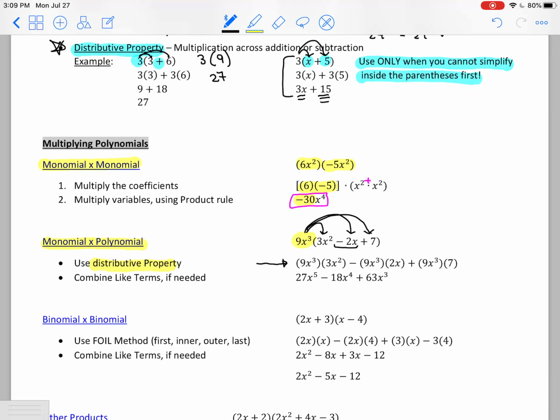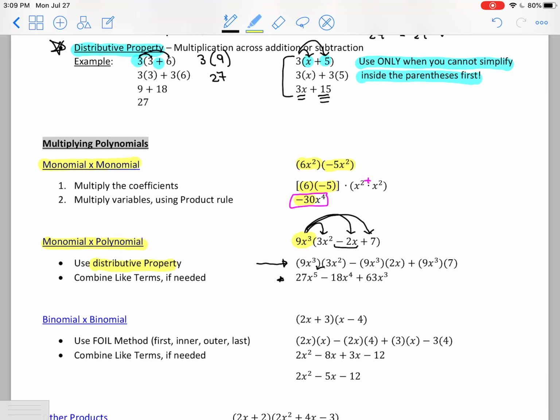Okay, so now I showed all the steps separately. You do not need to do that step if you don't want to. If you find that you can multiply that mentally and just jump right down to this last step here, that's totally fine. But I just kind of wanted to show you what we were really doing there. So we've got the 9x cubed times the 3x squared. That's going to give us our 27x to the 5th when we use the product rule on our variables.